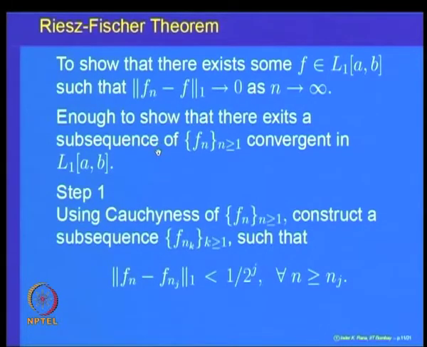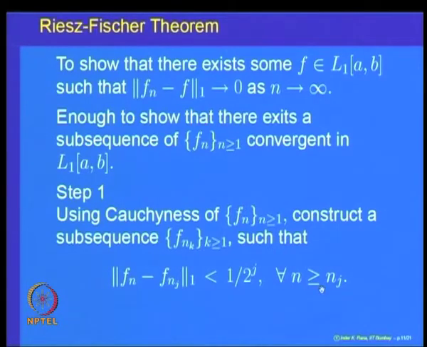To construct that subsequence, we are going to use the Cauchiness of the sequence f n. So, f n is Cauchy. The first step is that saying that the sequence f n is Cauchy implies that I can pick a subsequence f n k of f n such that the norm of f n minus f n k is less than 1 over 2 to the power k for all n bigger than or equal to n k.